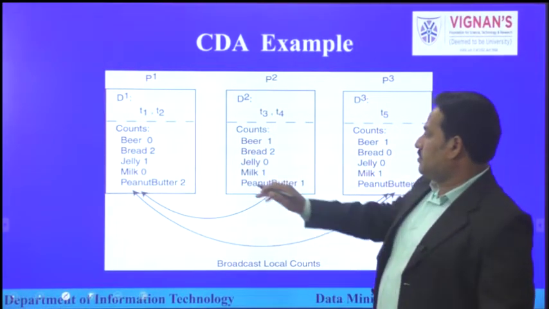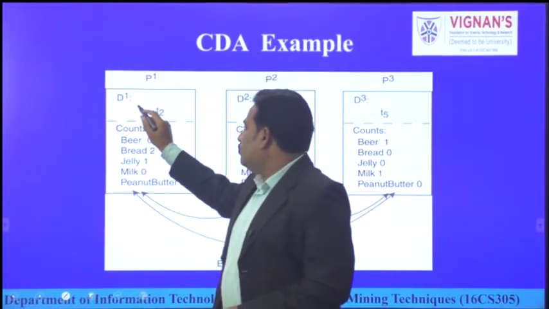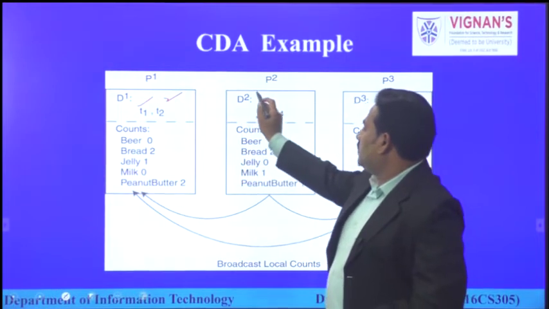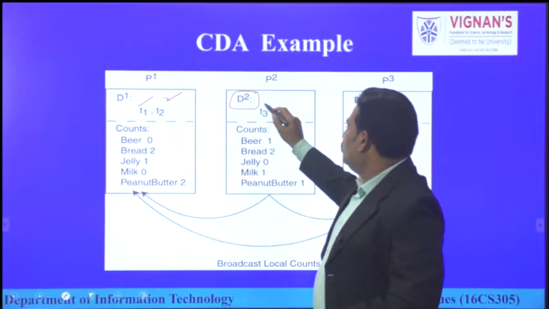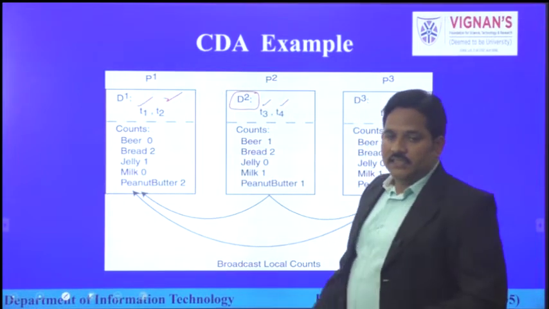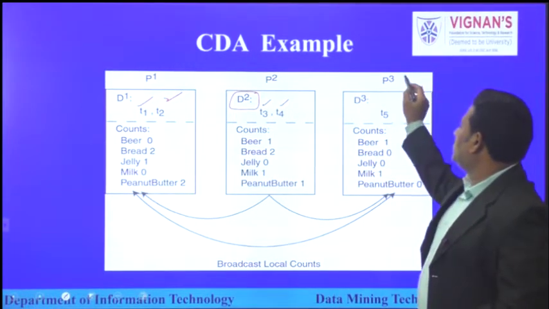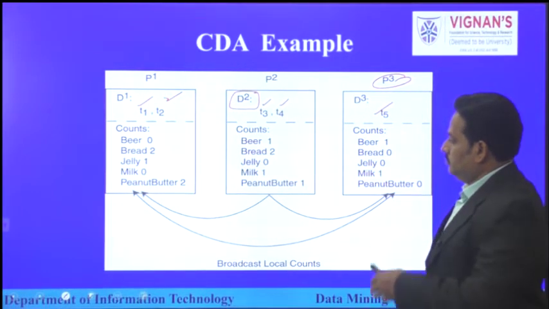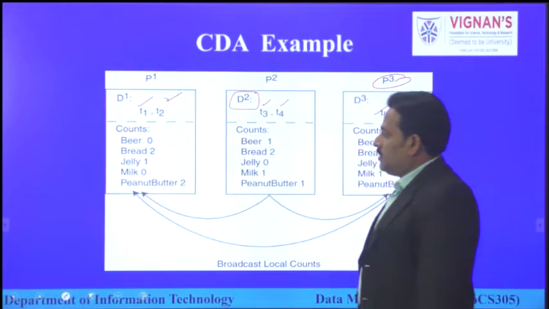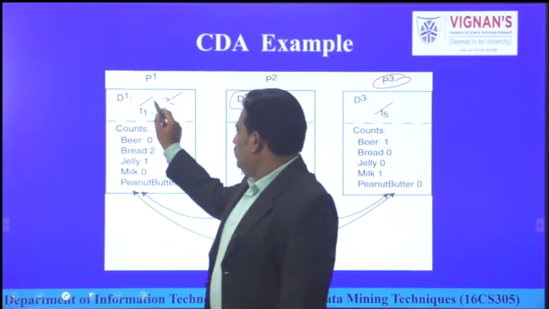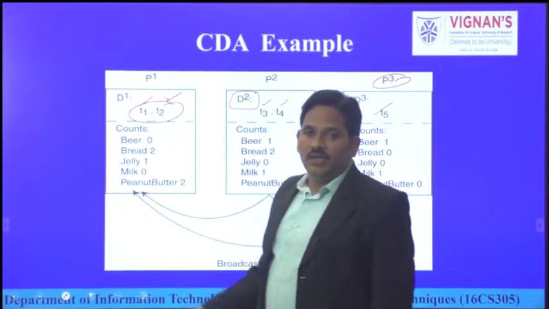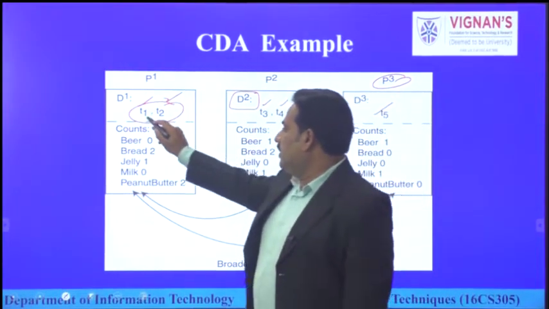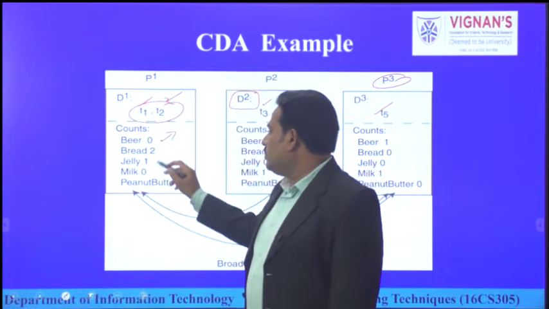In the first partition, D1, we got two transactions, that is T1 and T2. In the second partition, named D2, the transactions are T3 and T4. And in the third partition, we have only one transaction. Now, in these transactions, we take the count of each individual item. In T1 and T2, beer is repeated 0 times.